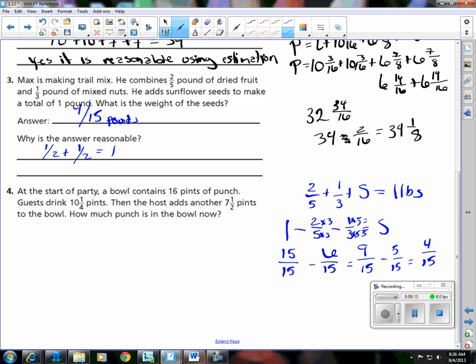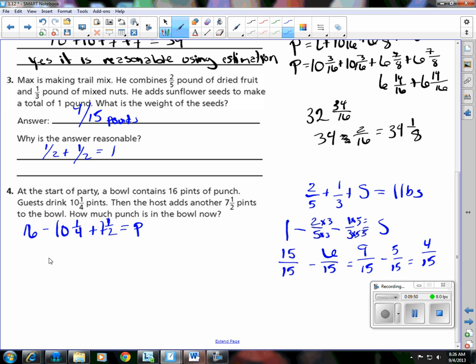Alrighty. At the start of a party, a bowl contains 16 pints of punch. The guests drink 10 1/4 pints. Then the hosts add another 7.5 pints to the bowl. How much punch is in the bowl now? Okay, so let's do a situation equation. 16 minus 10 1/4 plus 7 1/2 equals punch.